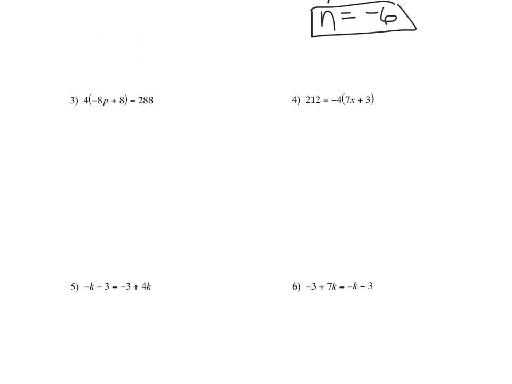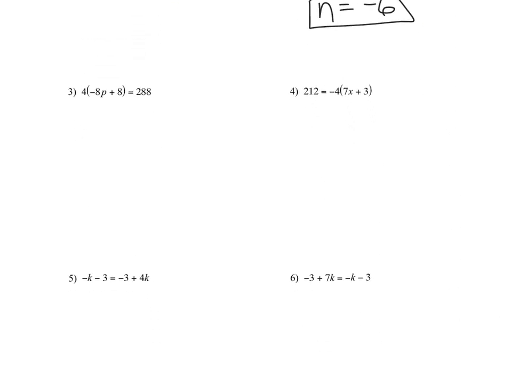Okay, what about these next ones? Okay, so we've got an added step in here. We've got to do distributive property. So again, I've got to simplify. I got to distribute that through on the left-hand side. So if I do that, 4 times negative 8 is negative 32. 4 times 8 is a positive 32. Equals 288. So first thing I do, I've got to subtract this 32. So I'm going to subtract 32 from both sides.